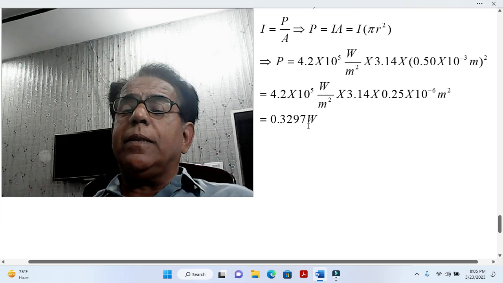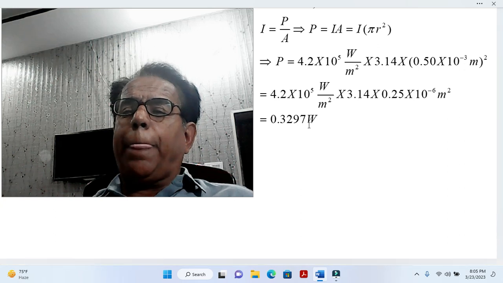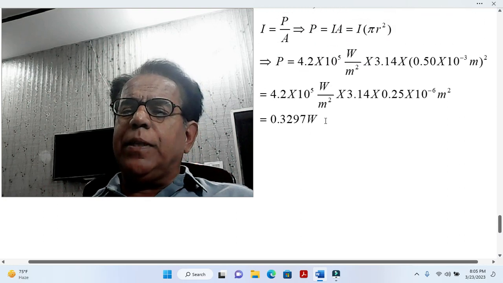After simplification, intensity I becomes equal to 0.3297 Weber. So this is the end of our problem.